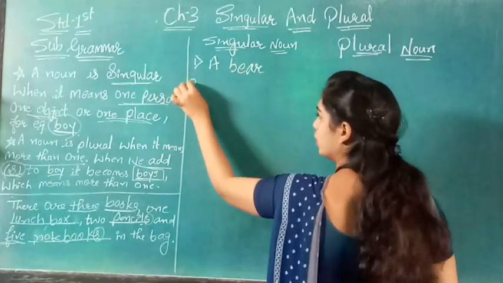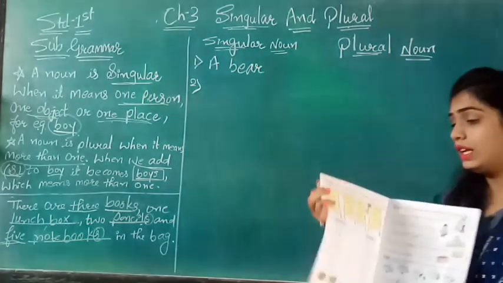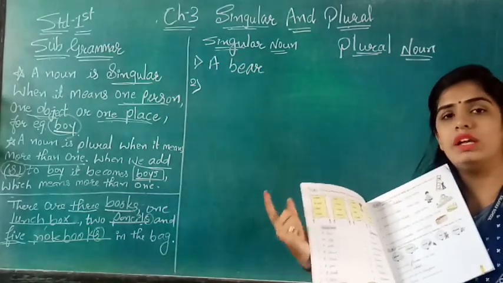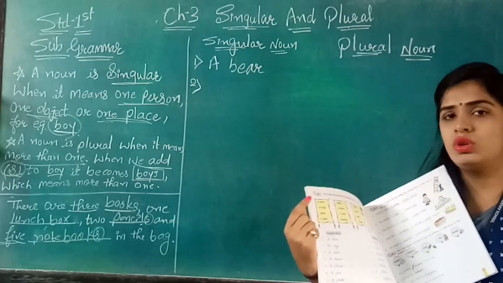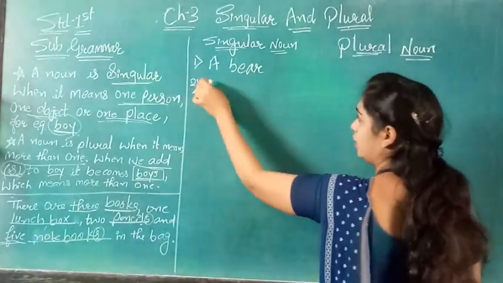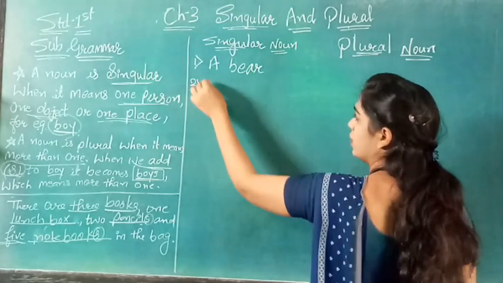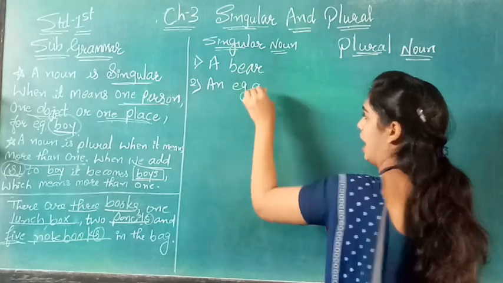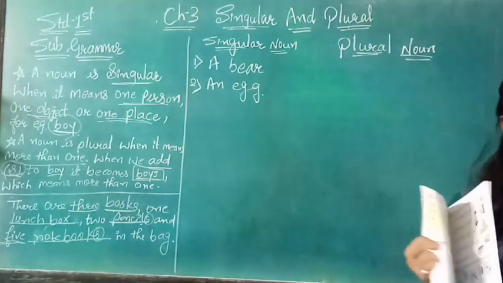Understand, children? Now see, second number we have given an egg. An egg means it is only one egg, right? Yes or no? Yes, it is one only. So we will again write here in singular noun. It will be an egg. Are you understanding, children, what I am saying?